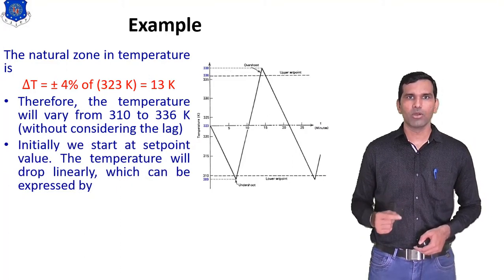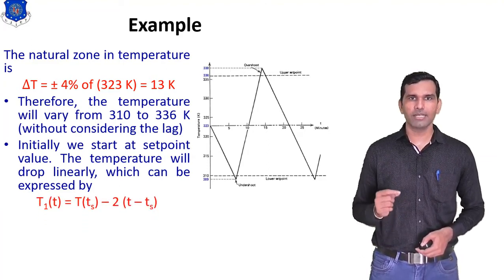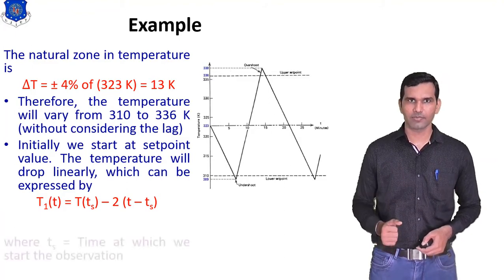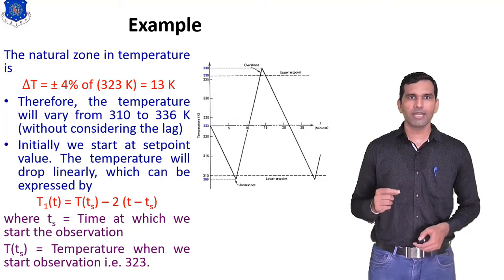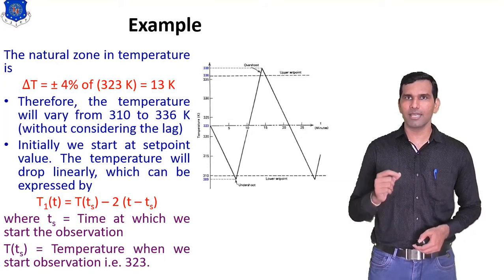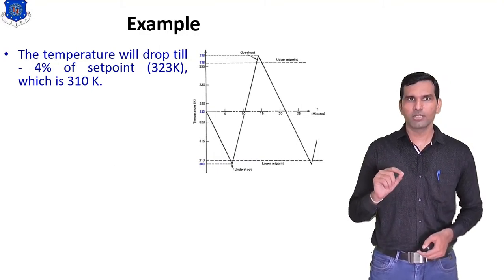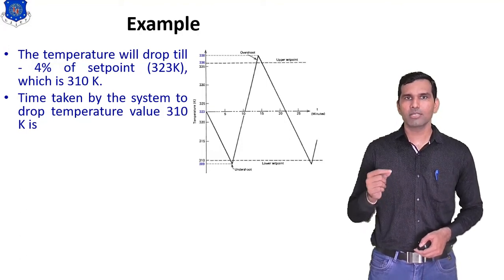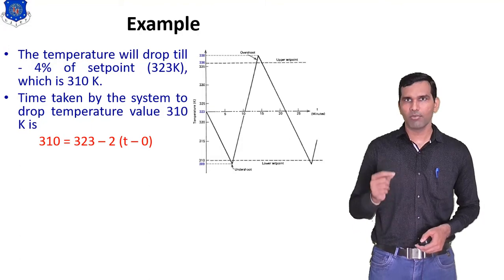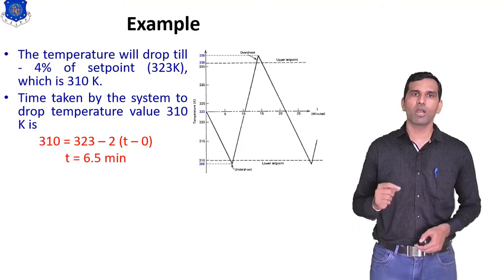Initially we set the set point value. The temperature will drop linearly, which can be expressed by T1(t) is equal to Ts minus 2(t minus ts), where ts is the time at which we start the observation. Tts is the temperature when we start observation, which is 323. The temperature will drop 4% of set point 323, which is 310 Kelvin. Time taken by the system to drop the temperature to 310 Kelvin: 310 is equal to 323 minus 2(t minus 0). So we get t is equal to 6.5 minutes.